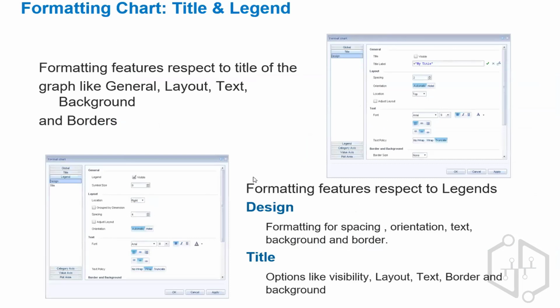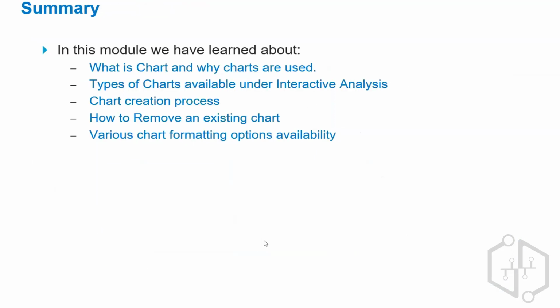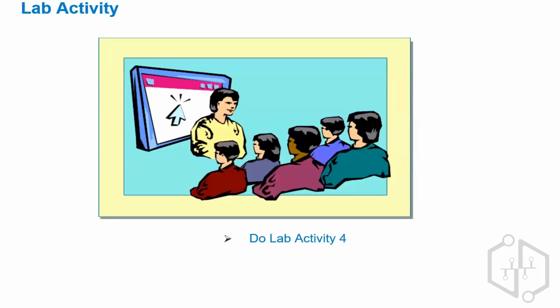See, if I click on title and legend, here it will appear as my title, which font, which number, whether it should truncate or wrap. All the options are there like in our Excel. With respect to legends also the same, how the orientation should be. These are all formatting options. So this is about charts and its formatting.